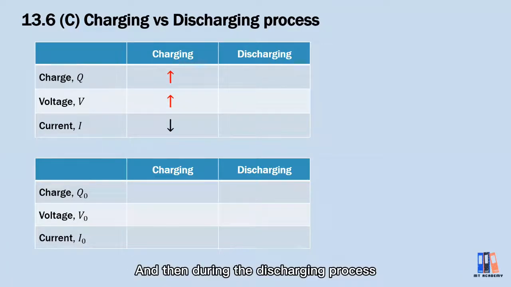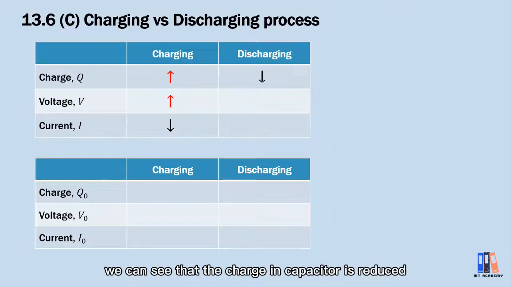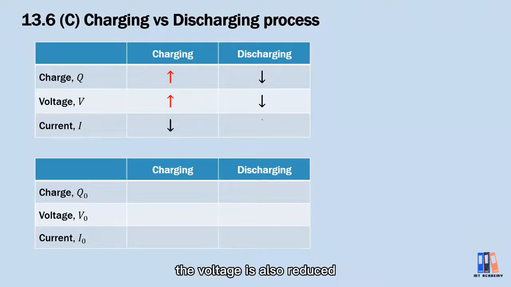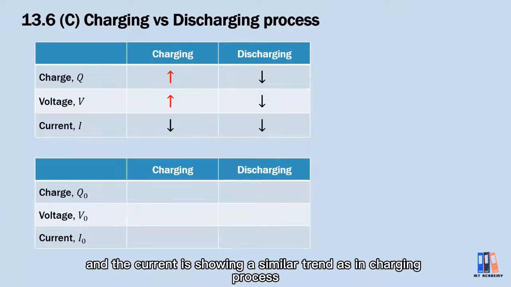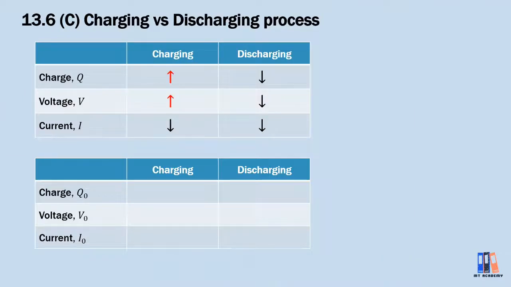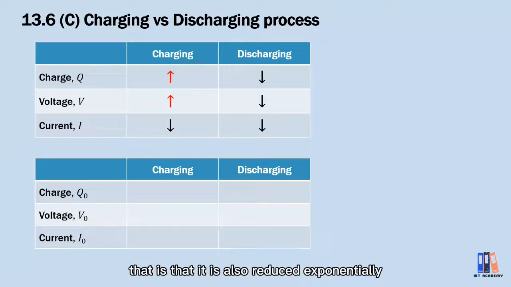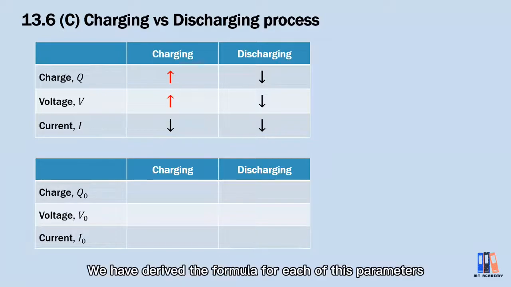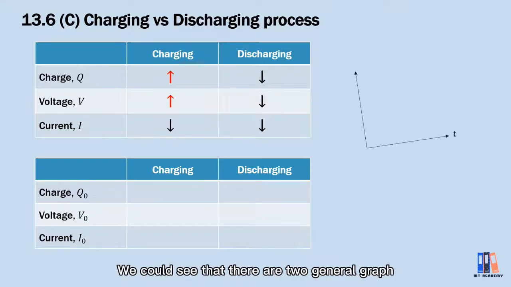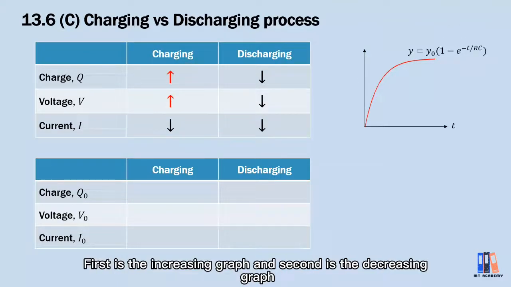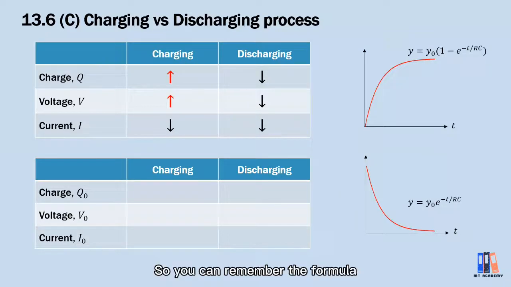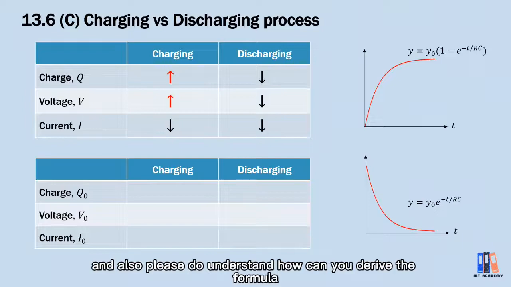And then during the discharging process, we can see that the charge in the capacitor is reduced, the voltage is also reduced, and the current is showing a similar trend as in the charging process, that it is also reduced exponentially. So we have derived the formula for each of these parameters. We could see that there are two general graphs. First is the increasing graph, and second is the decreasing graph. So you can remember the formula, and also please do understand how you can derive the formula.